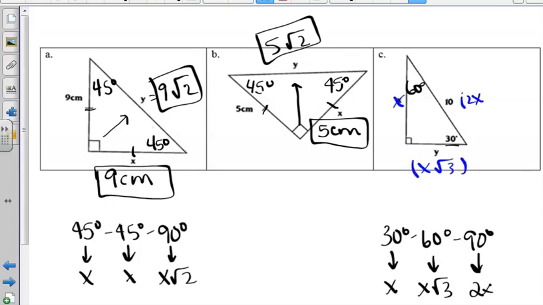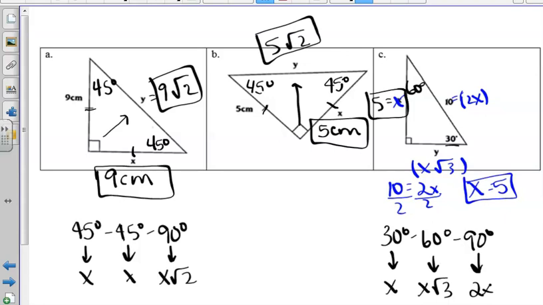Opposite 90 is 2x. Now, in order to find x, we're only given the hypotenuse. So what we'll have to do in this case is set 10 equal to 2x to find x, or the shortest side length. So 10 equals 2x. Therefore, x is 5. Once we get x, we know that this side is 5. We know the side opposite 60 degrees will be 5 root 3, and we already know the hypotenuse.